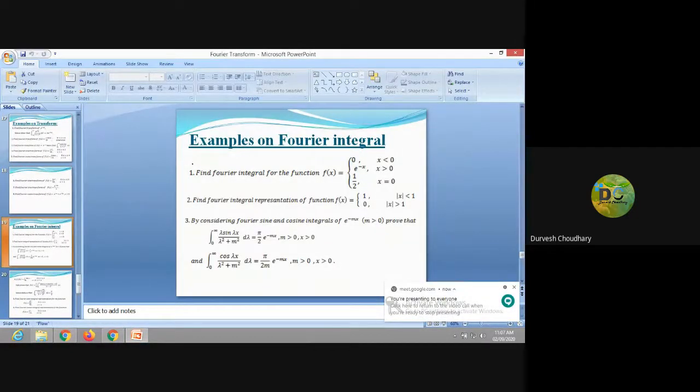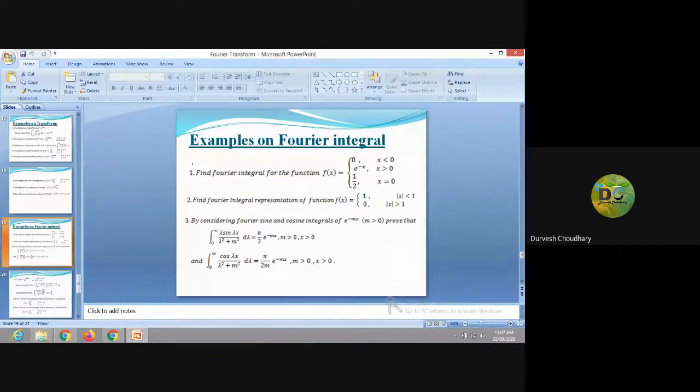Find the Fourier integral representation, or just Fourier integral, of the function f(x) equal to 1 for |x| less than 1 and 0 for |x| greater than 1. Okay, so let us start with the solution.